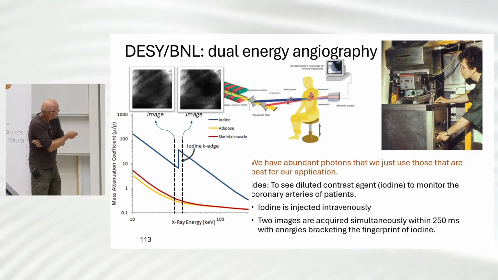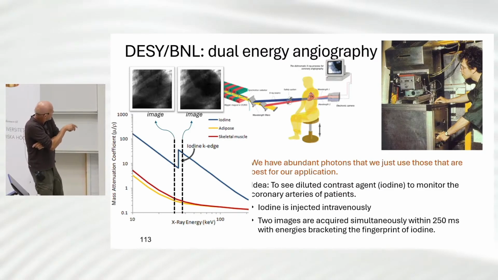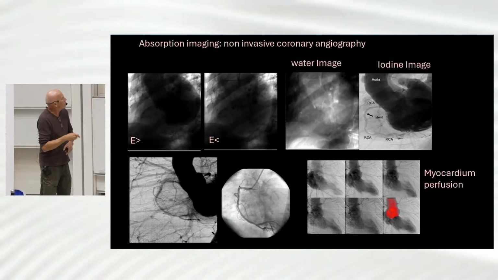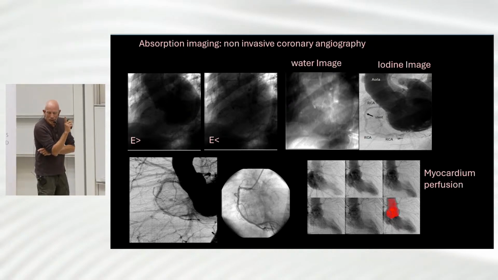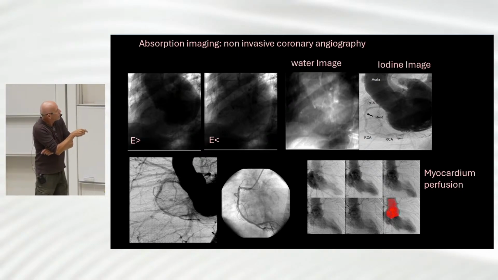So if you look at what the other material of your body is doing at 33 keV, almost nothing. So if you take an image here and an image there, they look quite similar. But if you subtract them, what happens is that you see this. Only iodine is contributing because the rest is subtracted away. And this is a right coronary artery of a patient.